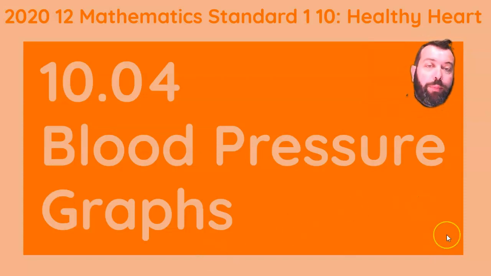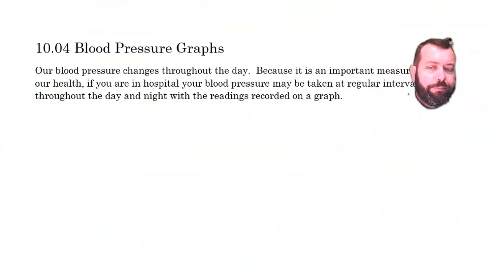We're looking at some blood pressure graphs today. Remember in our last exercise we looked at blood pressure. We have two numbers. The higher figure is the systolic, the lower figure is the diastolic. Right? And it's an important indicator of our immediate health.